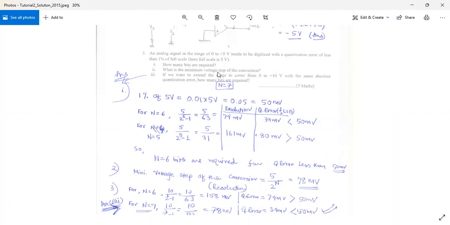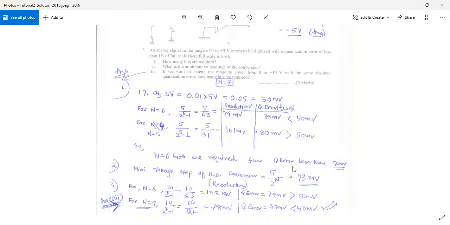What is the minimum voltage step of the conversion? The minimum voltage step is basically our resolution. So whatever resolution we got over here, we just directly need to write it down. We have selected this particular line, so it is basically 79 millivolt, right? Remember the equation over here.